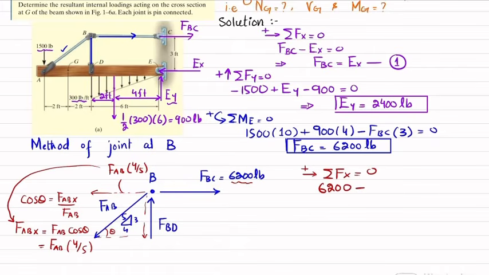And this is in the negative direction, so I can write FAB into 4 divided by 5 is equal to 0. When you solve this, you will get FAB equal to 7750 pounds. Okay, now we know that this is the first equation of equilibrium.